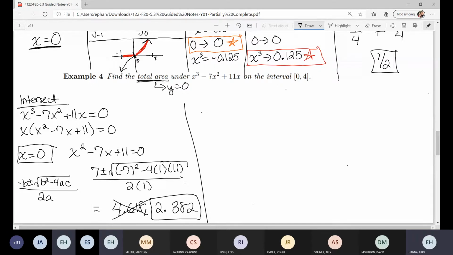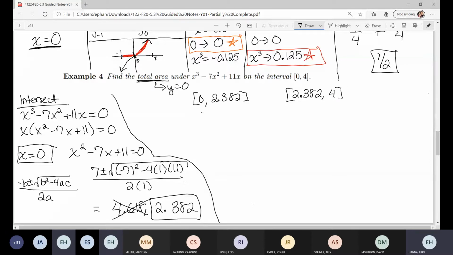So now that we have those points that fall in the interval, we're going to have to split it up at those points. Again, we're not going to split it up at 0 because it already starts there. But we're going to need to split it up at this 2.382. It doesn't turn out very pretty, but we've got to do it. Let me try to squeeze this over here a little bit.